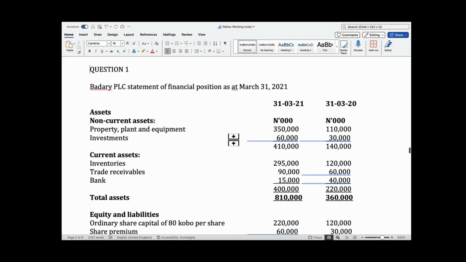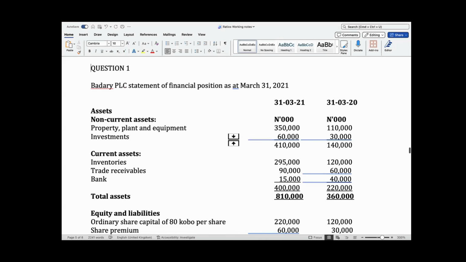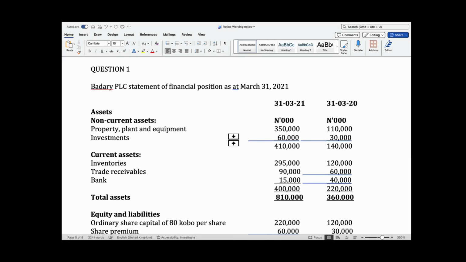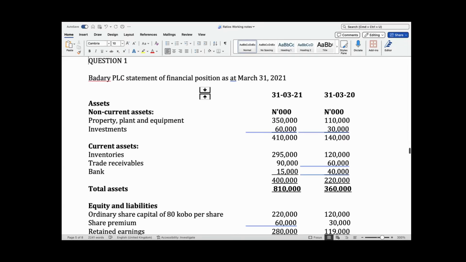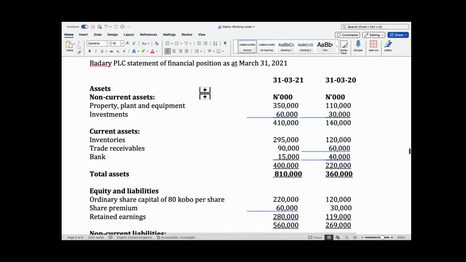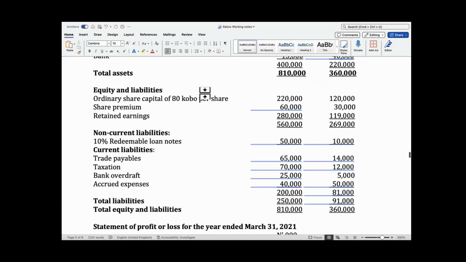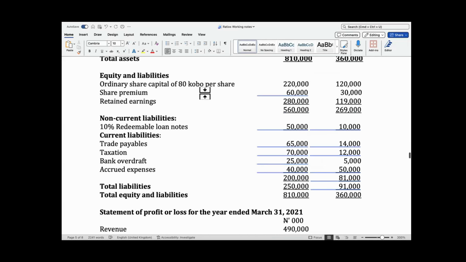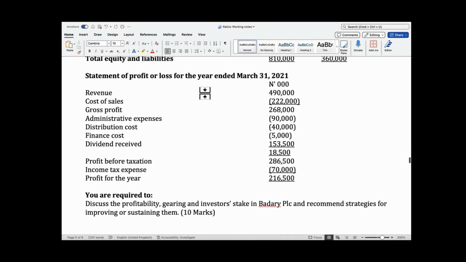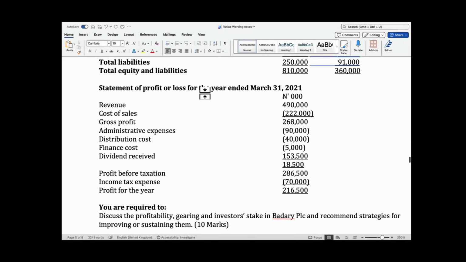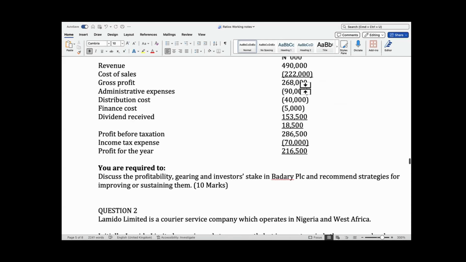Now, if you look at this question, this is a very simple question. It talks about Badagry PLC statement of financial position as at March 31st, 2021. They give us statement of financial position for 2 years. Let's see some key items here. They also give us statement of profit or loss for the year ended March 31st, 2021.